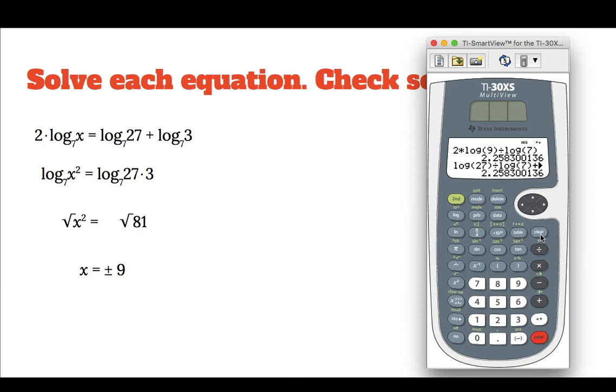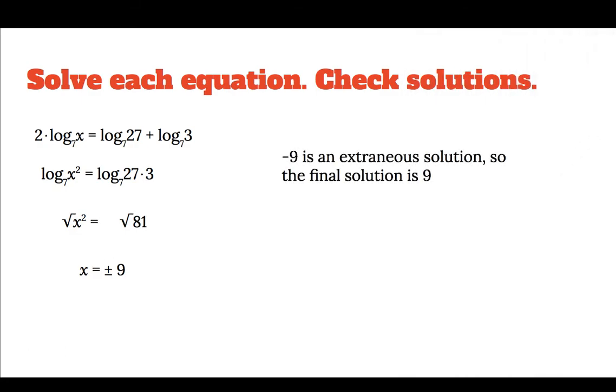I'm going to go back in and check with negative 9. What's nice with the calculators is that you can go back in, arrow up, and change whatever you need to change. So here, the only thing that we need to change is, instead of putting in a positive 9, we're going to make that a negative 9. And I hit equals, because I plugged in the negative number. Again, we weren't able to take logs of negative numbers, so we had a domain error, which makes negative 9 an extraneous solution. So my only solution here is positive 9.